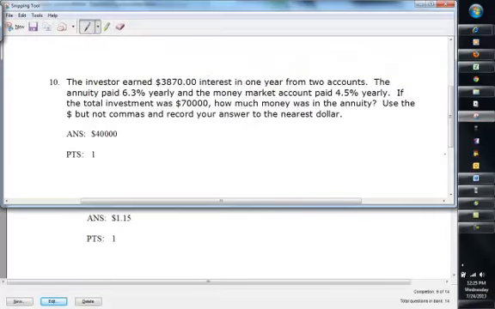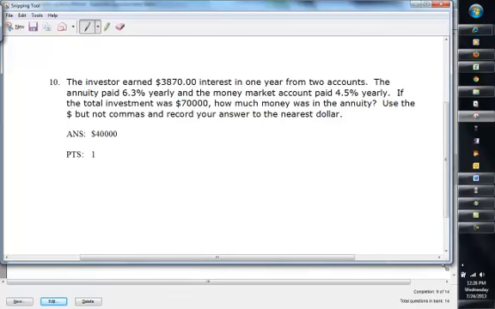The investor earned $3,870 interest in 1 year from 2 accounts. The annuity paid 6.3% yearly. The money market account paid 4.5% yearly. If the total investment was $70,000, how much money was in the annuity? Use the dollar sign but not commas to record your answer to the nearest dollar.